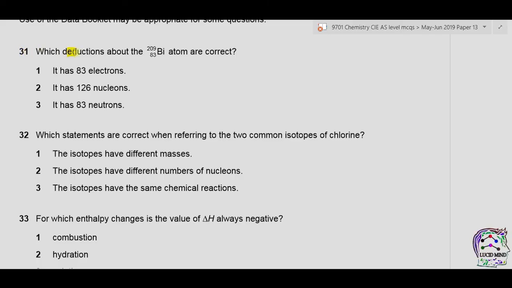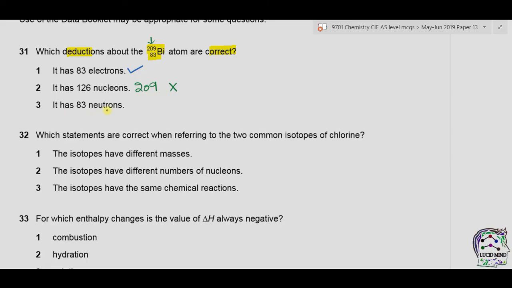Question 31. Which deductions about the bismuth-209 atom, atomic number 83, are correct? Number 1, it has 83 electrons. As we can see, the atomic number is 83 and there is no charge. So there must be 83 electrons as there are 83 protons. Number 2, it has 126 nucleons. As we can see, the nucleon number is 209. So therefore 2 is wrong.